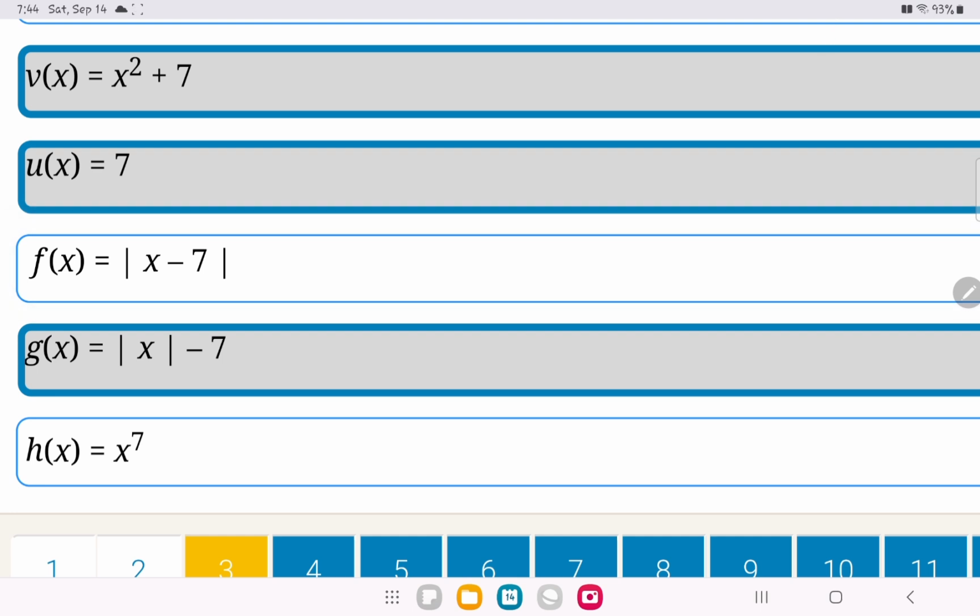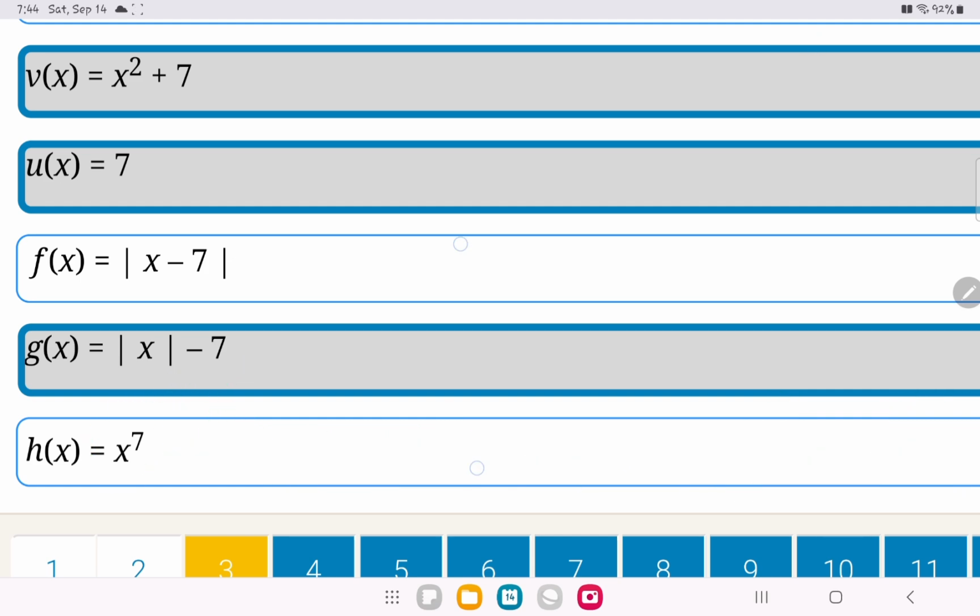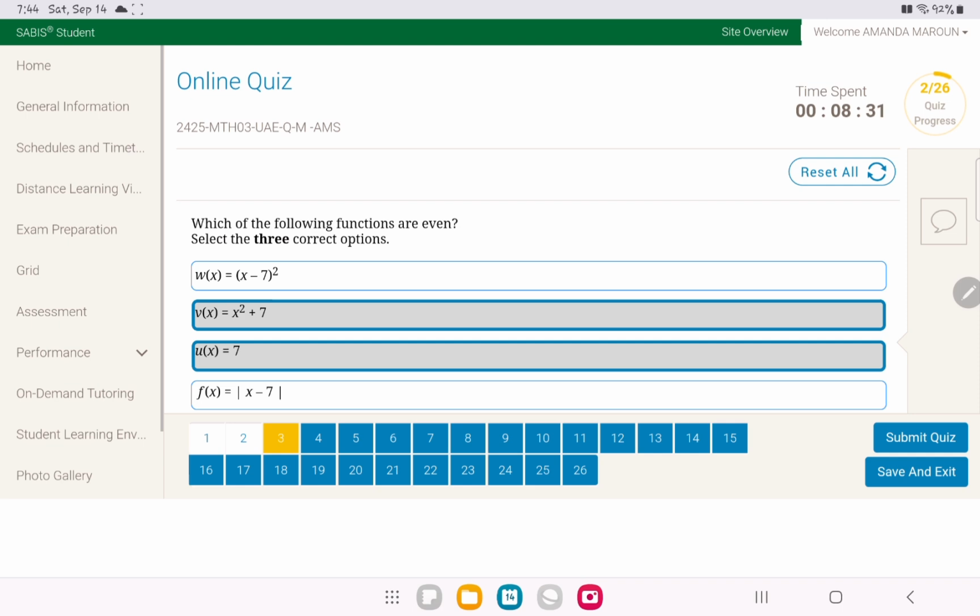And finally, we have h(x) equals x to the power of 7. But how about h(-x)? h(-x) equals minus x to the power of 7, which is minus x to the power of 7. They are not equal, so that means it is not even. That was for question number 3.